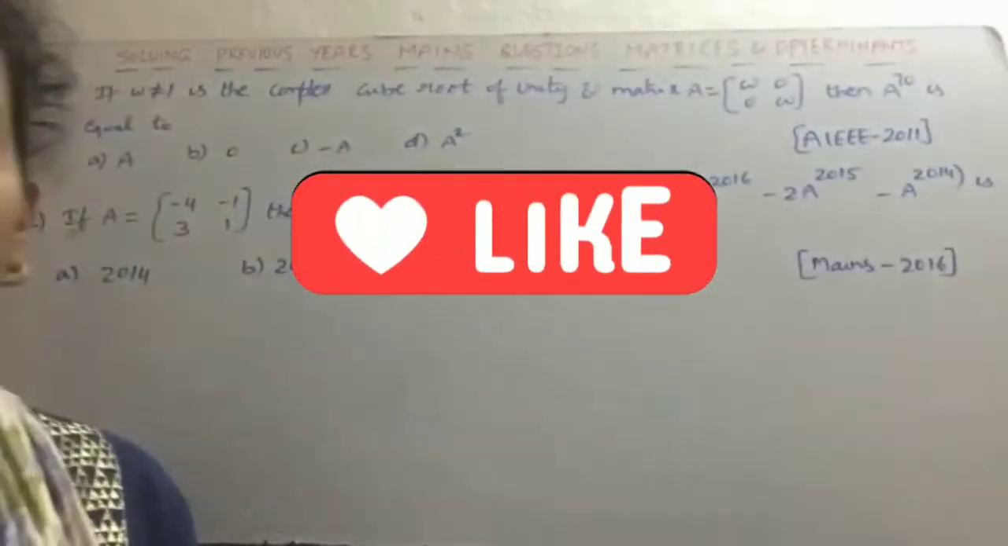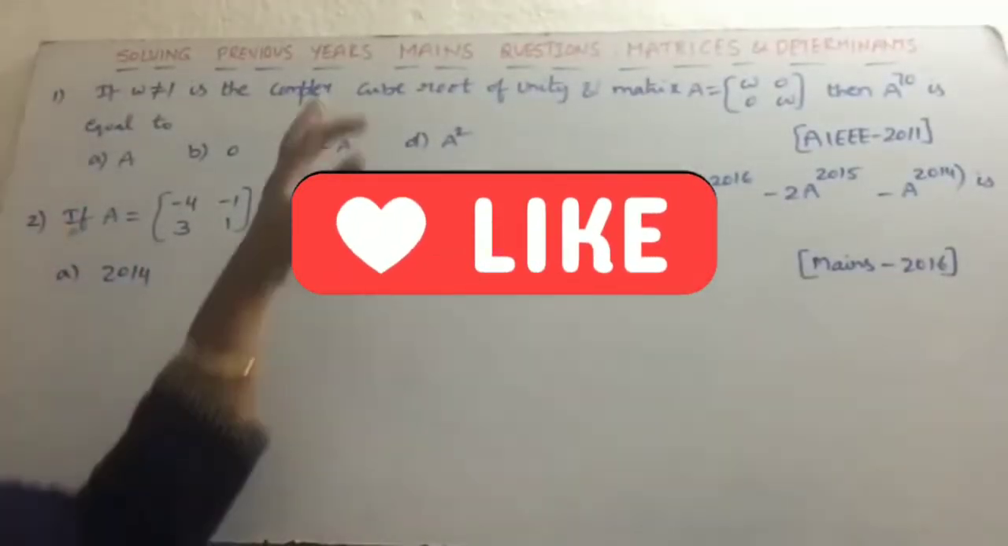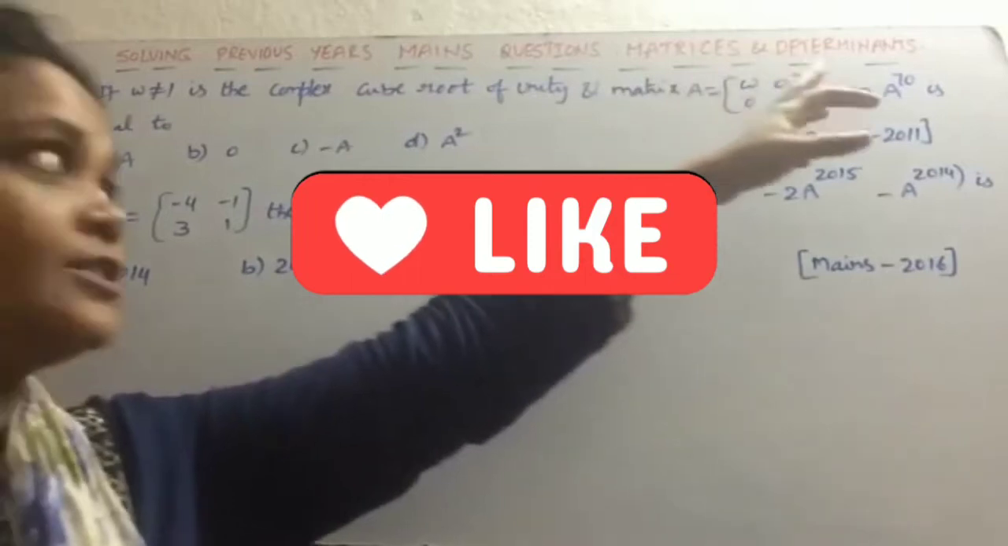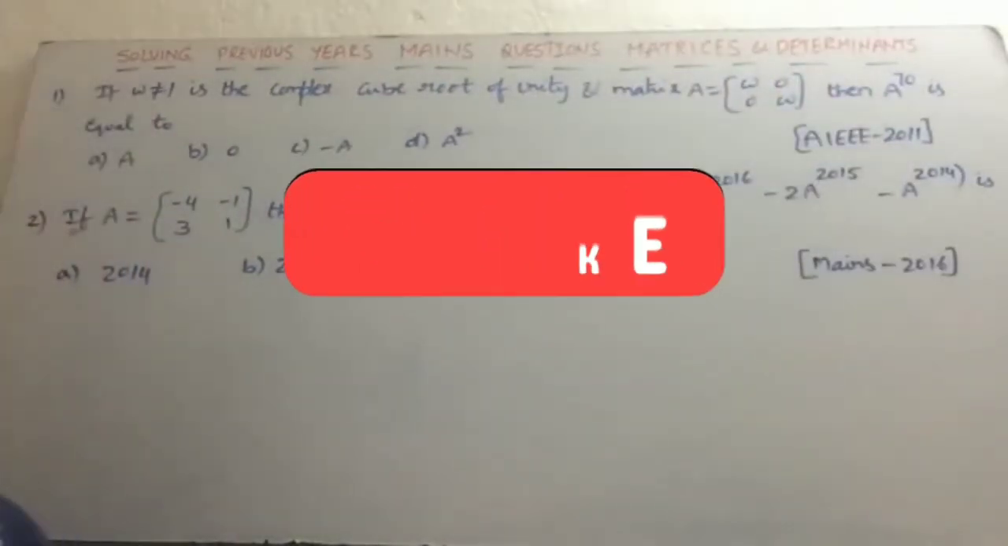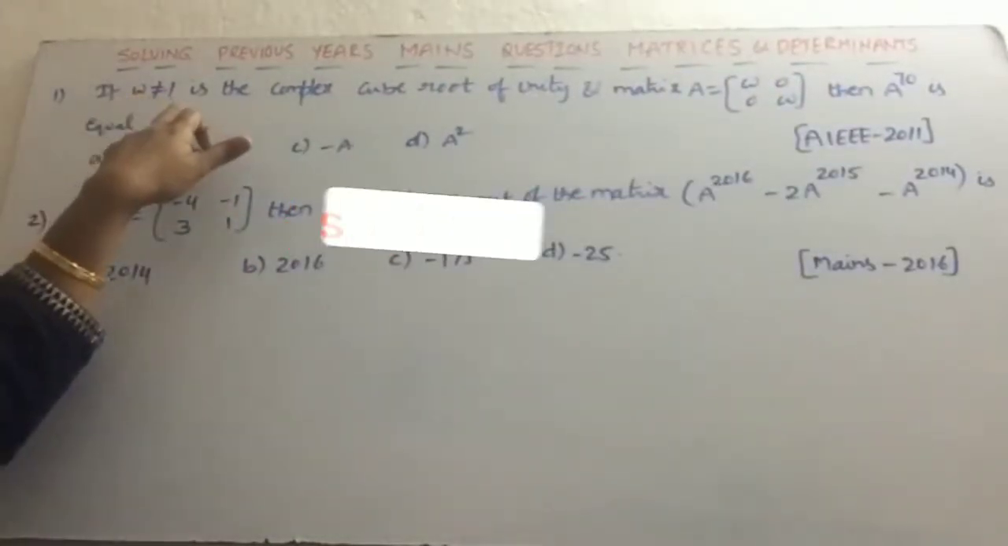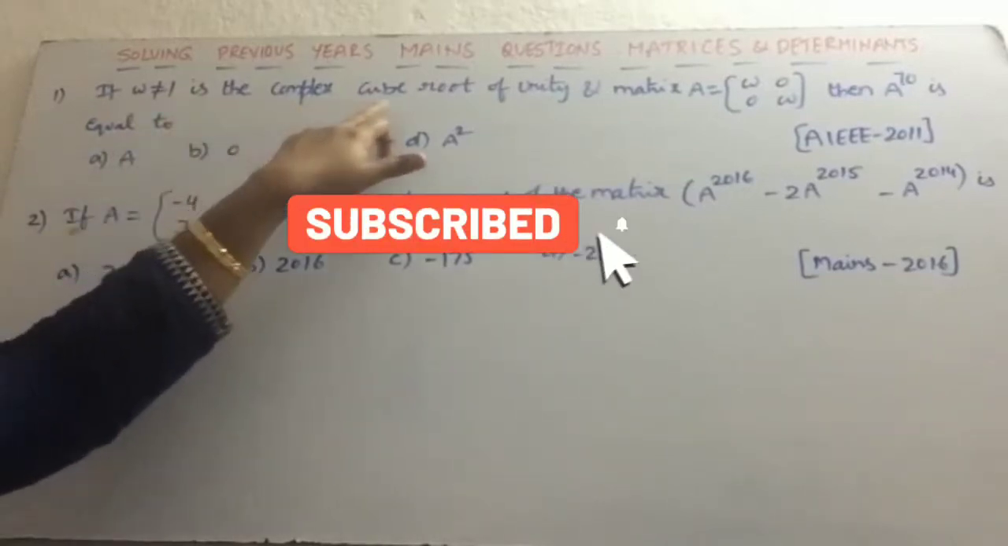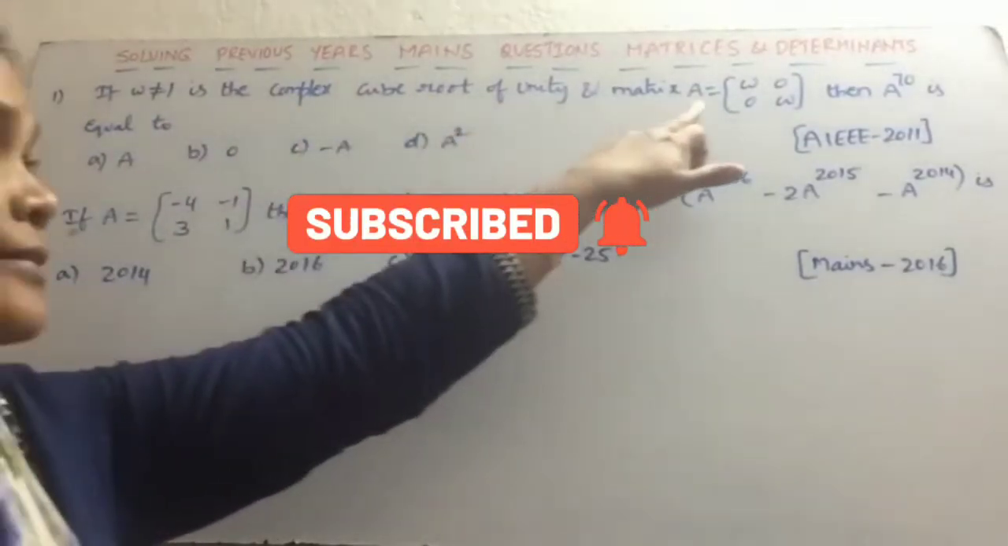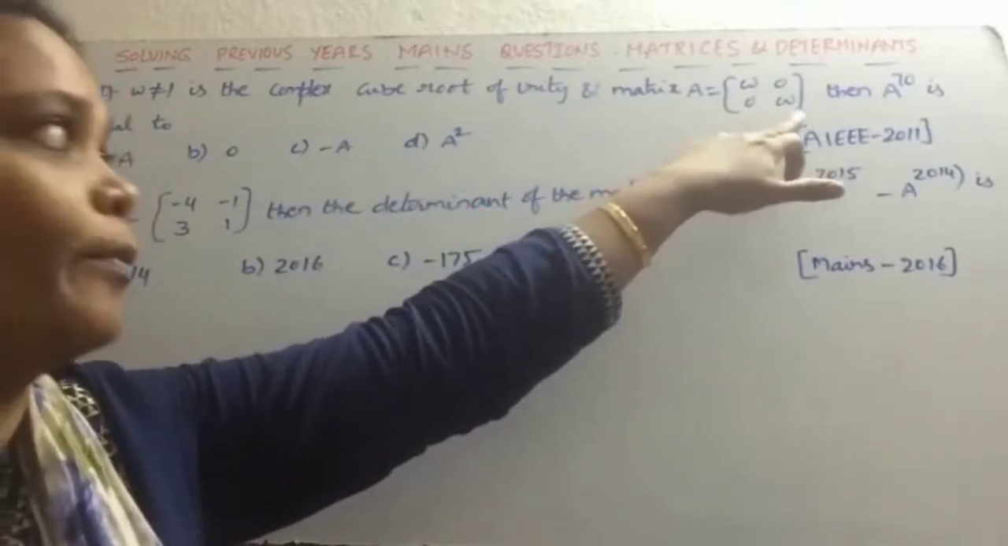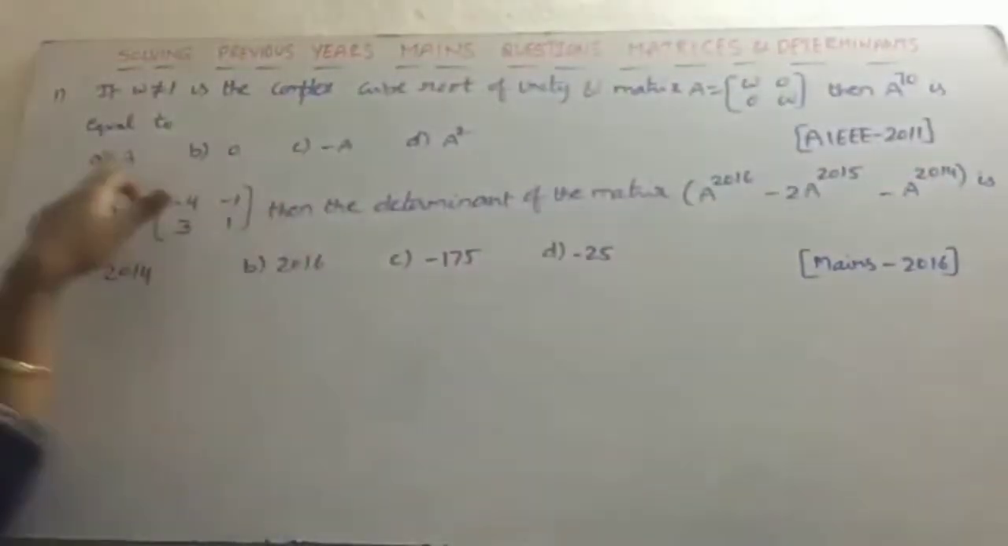Hello students, today we will discuss the previous JEE Main questions of the chapter matrices and determinants. The first one is: if omega not equal to 1 is the complex cube root of unity and matrix A equals omega 0 0 omega, then A power 70 is equal to.